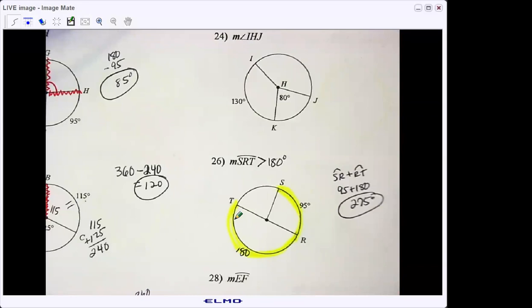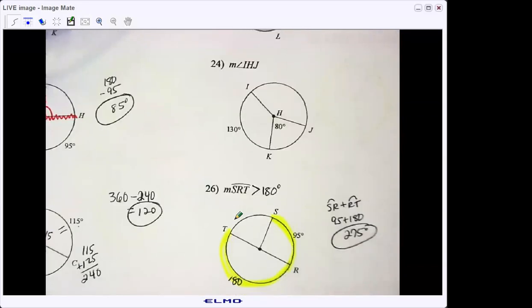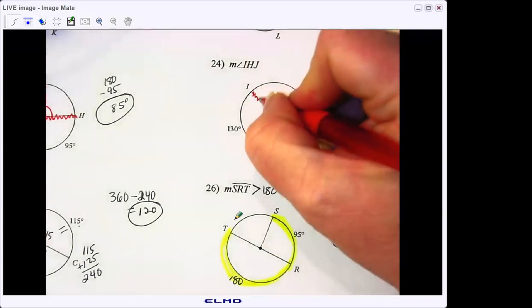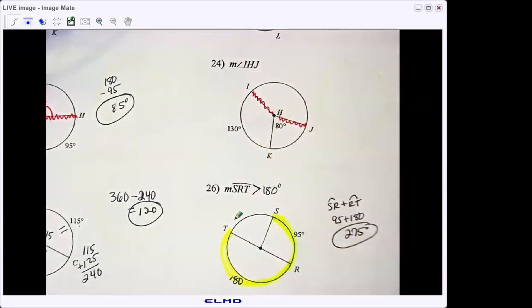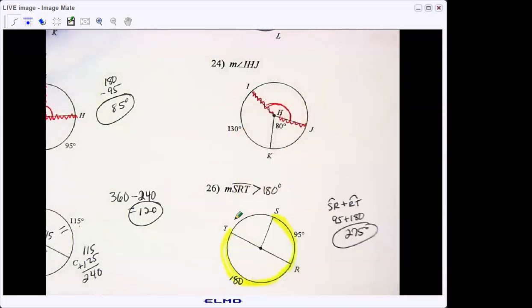Okay. This one, you want angle IHJ, I to H to J. Go ahead and find the answer and put it in the chat box. We want to find this obtuse looking angle right there. Obtuse means it looks bigger than 90.